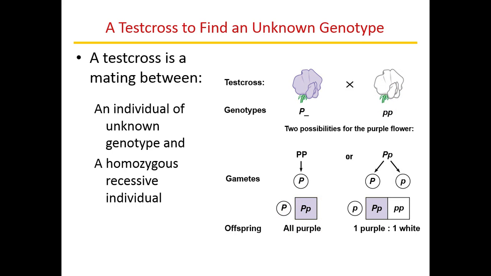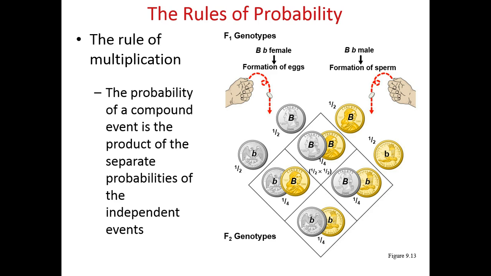On the other hand, if your purple flower was a heterozygote, big P, little p, what will happen is half of your offspring will be purple and half of your offspring will be white. So you can look to the children to indicate as to whether or not the unknown parent was homozygous or heterozygous.